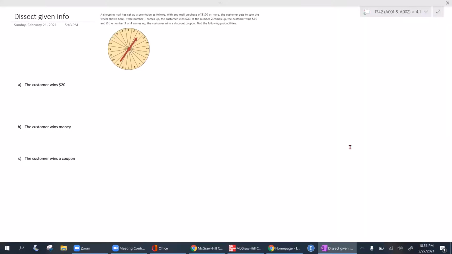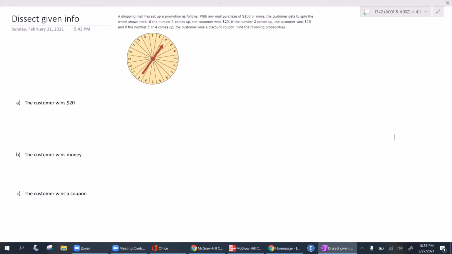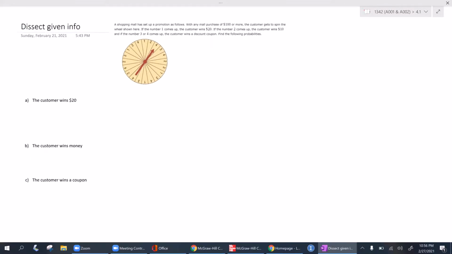Okay, now we're going to go ahead and move on to a word problem, right? So in other words, some of this information you're going to have to dissect, right? So a shopping mall has set up a promotion as follows, right? You go to the Galleria Mall, right? And you usually have these games, right, where you can win like a gift card or something. You spin the wheel and the wheel lands on a specific number, right? A shopping mall has set up a promotion as follows. With any mall purchase of $100 or more, a customer gets to spin the wheel shown here, right?